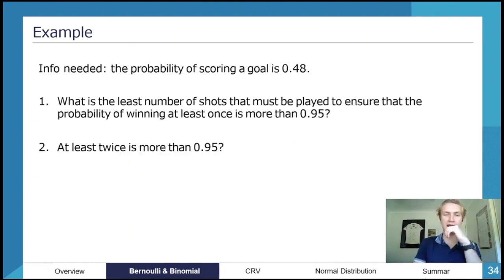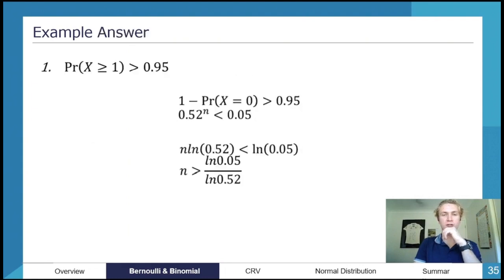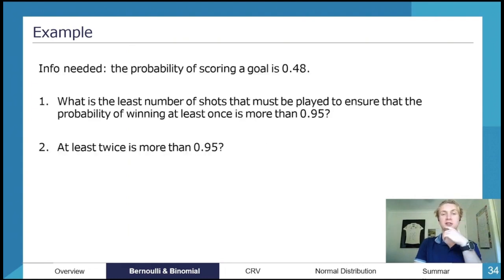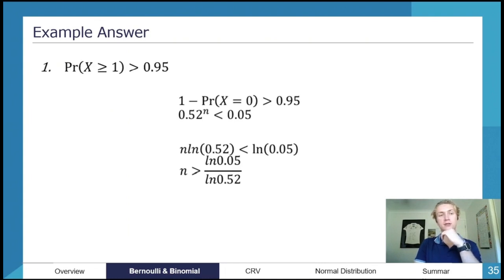But if we take the probability that x equals 0 and we sub it in, so we have p equals 0.448, r equals 0, and then n is what's unknown. If we work that out, what we're going to get ultimately is 1 take 0.52 to the power of n. Then we minus 1 from both sides, get rid of that negative, and what we'll get is 0.052 to the power of n is less than 0.05.